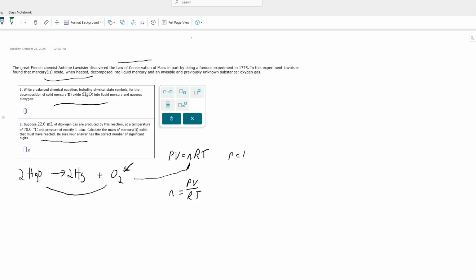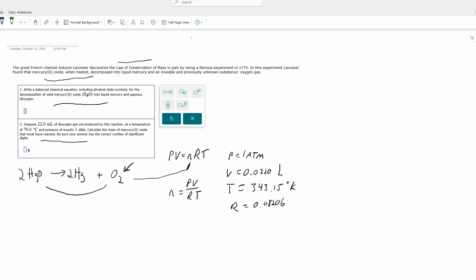P equals 1 atmosphere. Should be easy to do that. Volume equals 0.0220 liters. I just converted that in my head into liters. Our temperature is going to be 70 degrees Celsius. Okay, I'm going to try to convert that in my head. That'd be 343.15 Kelvin. And R equals 0.08206. We'll go with that.